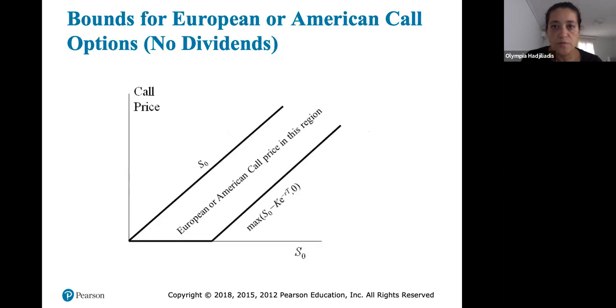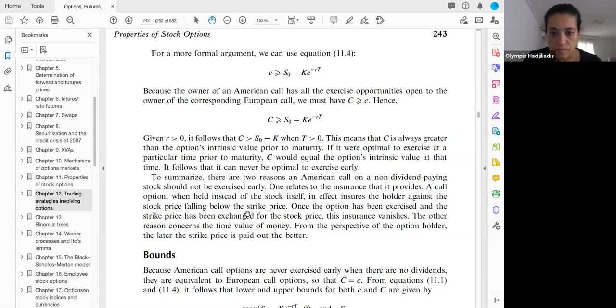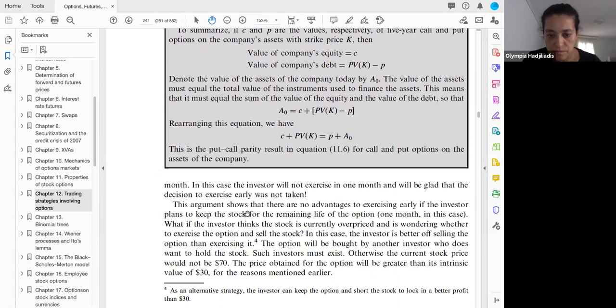So bounds for European or American call options. We will see that in a second. So again, what if the investor thinks the stock is currently overpriced and is wondering whether to exercise the option and sell the stock? In this case, the investor is better off selling the option than exercising it. So we saw that over here one more time.